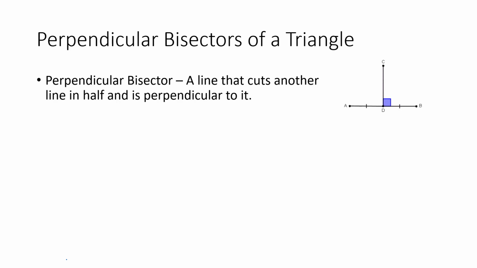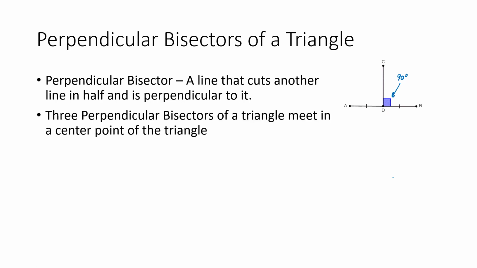First, we can find a center by using what are called perpendicular bisectors of a triangle. In other words, we take a perpendicular bisector, or a line that cuts another line in half and is perpendicular to it. So we've got line AB down here at the bottom. It's going to be cut in half by CD, and they meet at a 90-degree angle. That's important. So 90-degree angle, and it's cut in half. That's a perpendicular bisector.